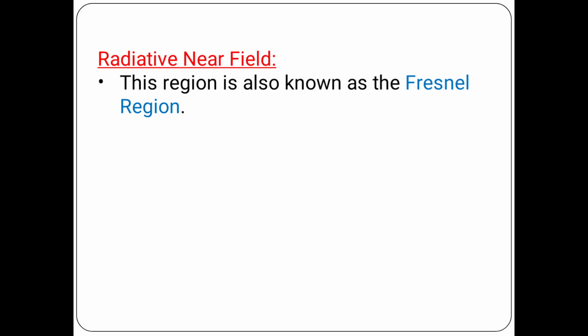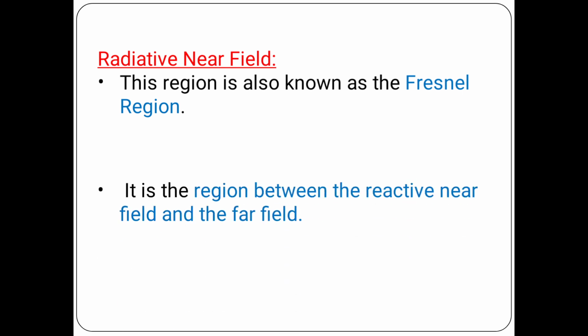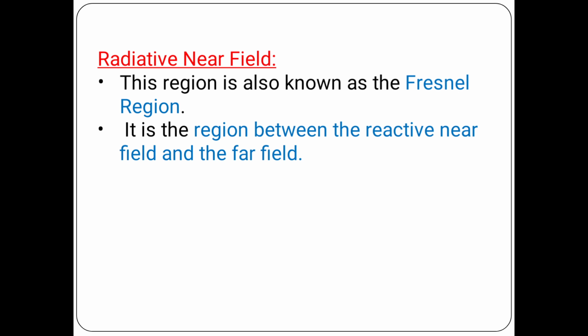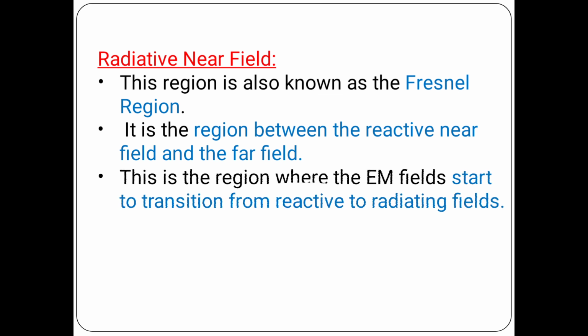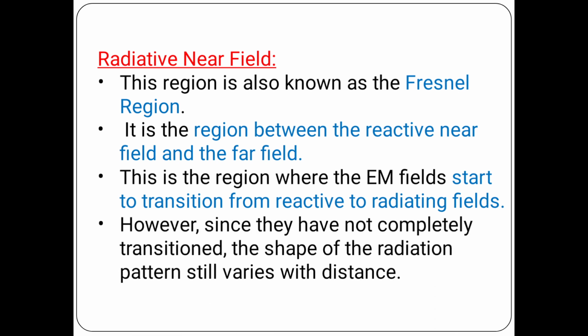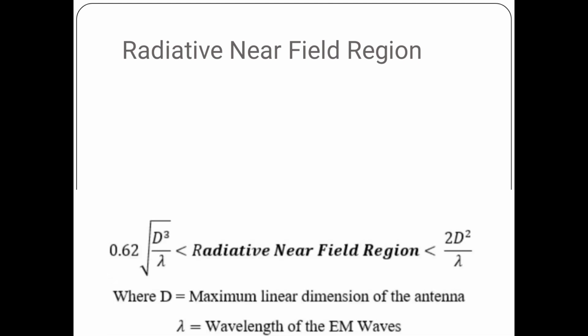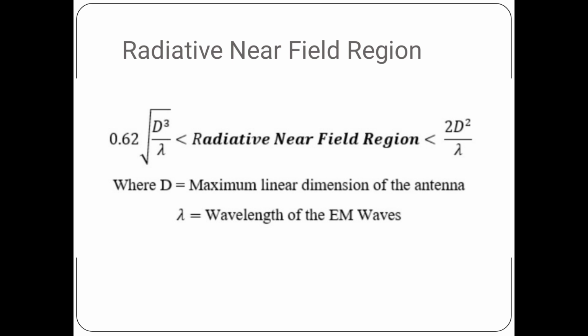Radiative near field. This is also called the Fresnel region. It is the region between reactive near field and far field. This is the region where the EM field starts to transition from reactive to radiative field. However, since they are not completely transitioned, the shape of the radiation pattern still varies with the distance. Radiative near field: 0.62 times the square root of d³ by λ is less than radiative near field region, which is less than 2d² by λ, where d is the maximum linear dimension of the antenna and λ is the wavelength of EM waves.